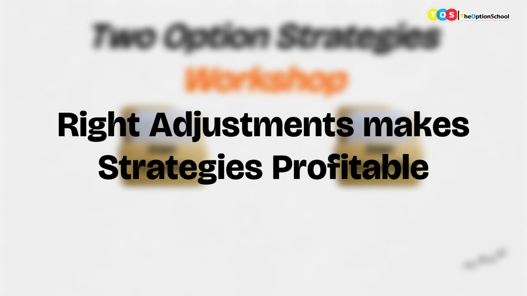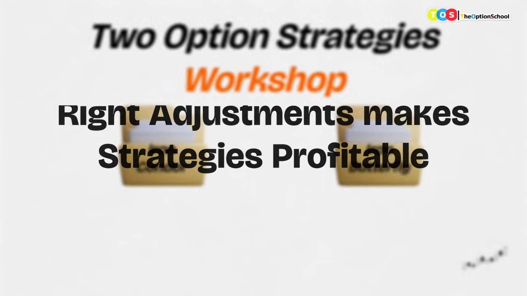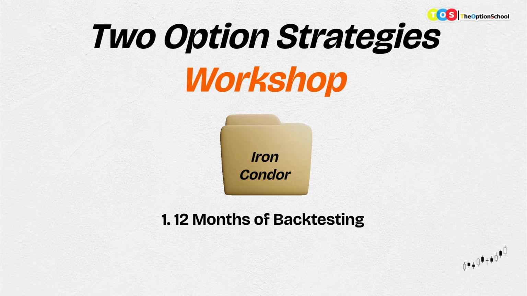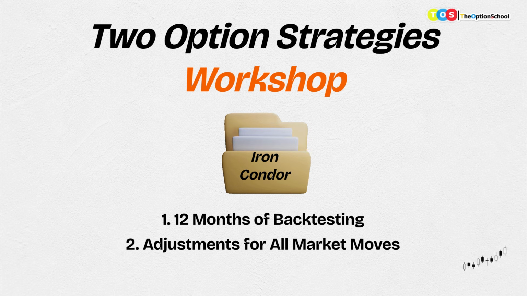Now, as you have seen in this trade also, right kind of adjustment can make almost most of the strategies profitable. The problem is that we can enter the trade, but at times it becomes very difficult for us to get out of the trade in a meaningful way. So in this Iron Condor workshop, we have shown 12 months of backtesting for Iron Condor, and we have shown how to adjust the trade properly. We have given you the complete framework.